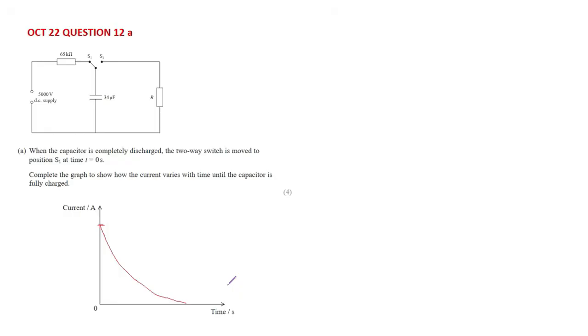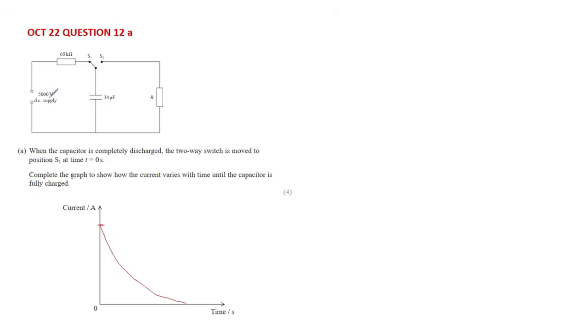But over here, this is a different concept. This is charging and discharging together. When you move it to S1, it is a charging circuit, and when you move it to S2, it becomes a discharging circuit. So at any given time, the current will never remain constant. So here you have to mark the values.